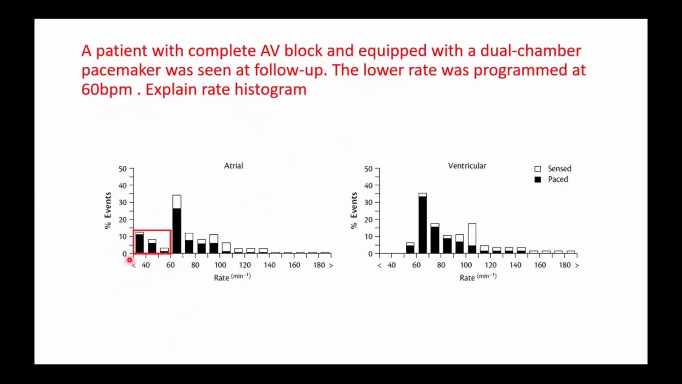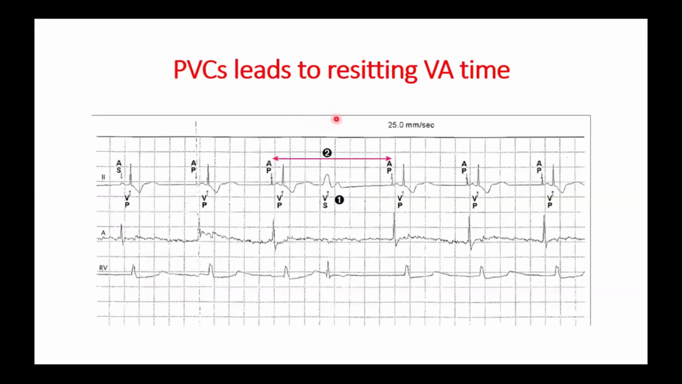The explanation for this is that PVCs may lead to this finding in the rate histogram. When PVCs occur, there is resetting of the VA interval. So atrial pacing here, the rate is about 40. However, actually the lower rate is still the same, not changed.